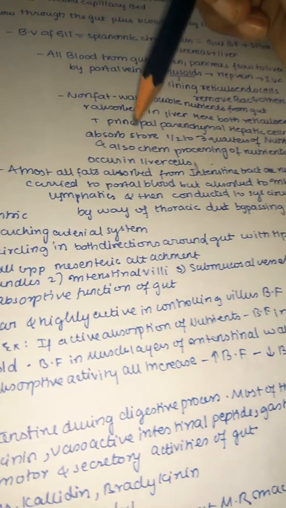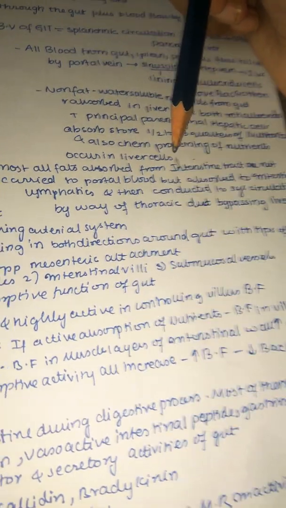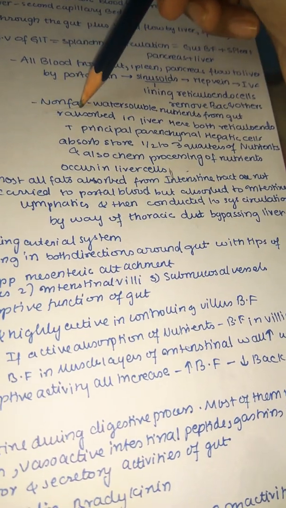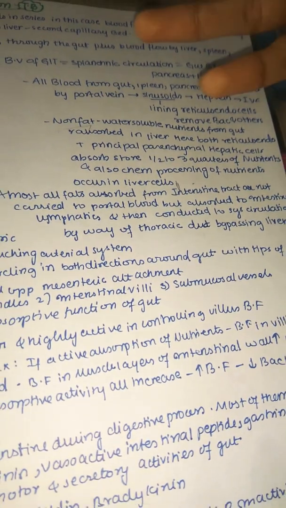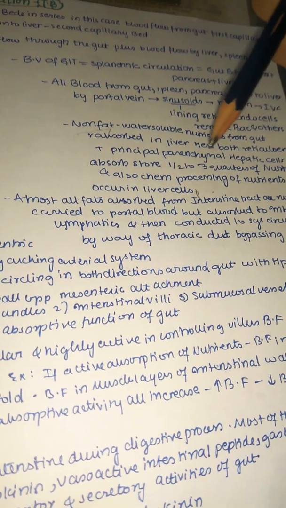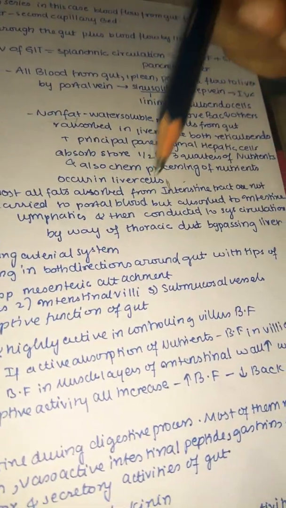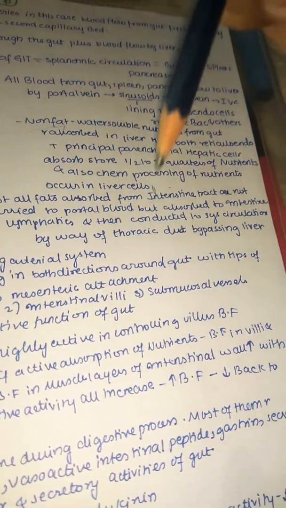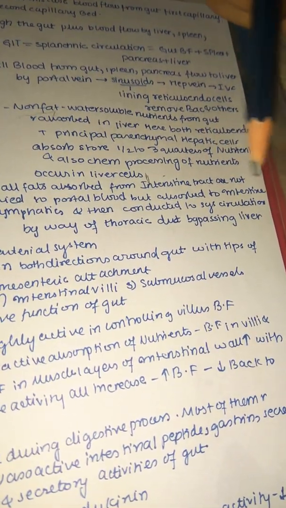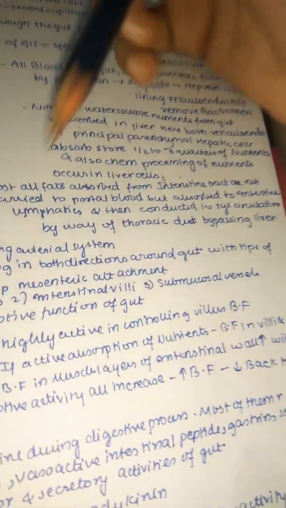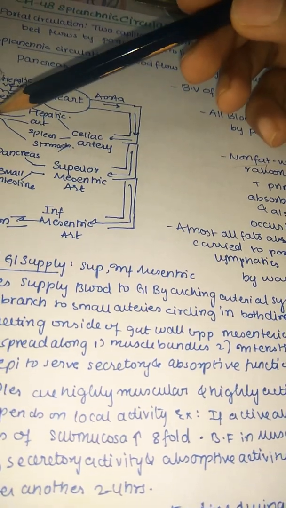Almost all fats absorbed from the intestinal tract are not carried to the portal blood. That is what we discussed before. See, only non-fat, water soluble substances are carried to the liver. Then where will these fats go? Let us see. All fats absorbed from the intestinal tract are not carried to portal blood, but are absorbed into the intestinal lymphatics, and then conducted to the systemic circulation mainly by way of the thoracic duct, bypassing the liver. So here the thoracic duct also bypasses the liver.